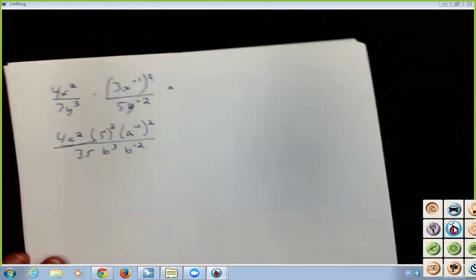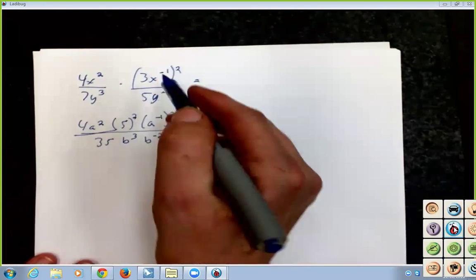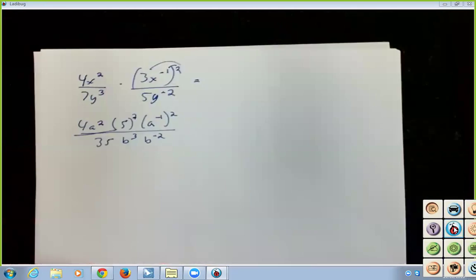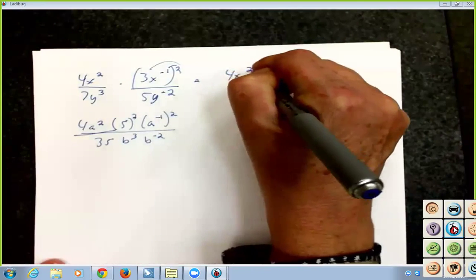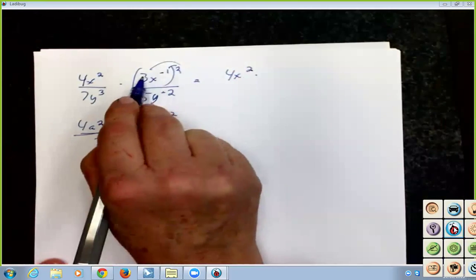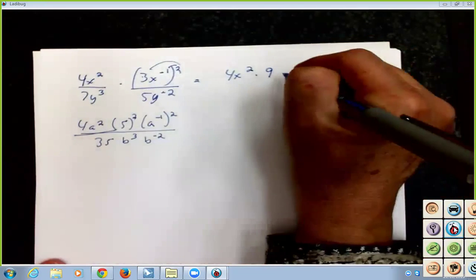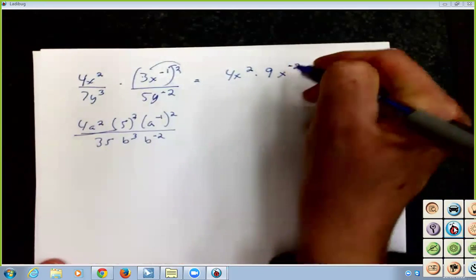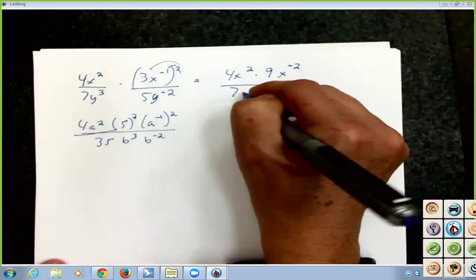So this first one that's up here, I need to take a look and in this distribute the 2 times everything. So the first place stays the same. The 3 gets squared and becomes a 9. The x to the negative first becomes an x to the negative second. The bottom stays.